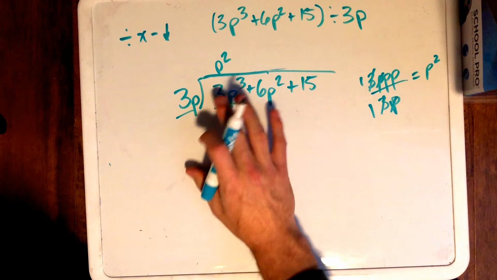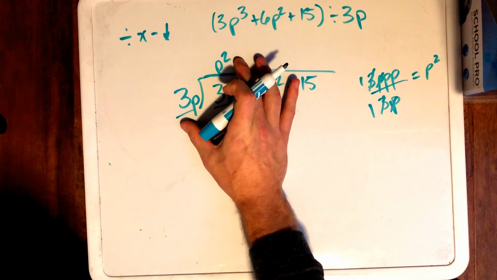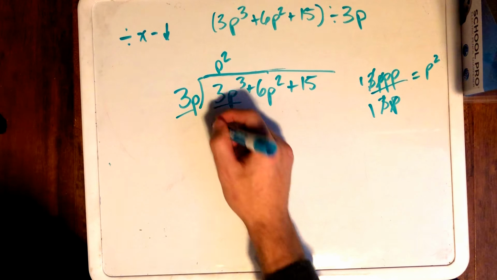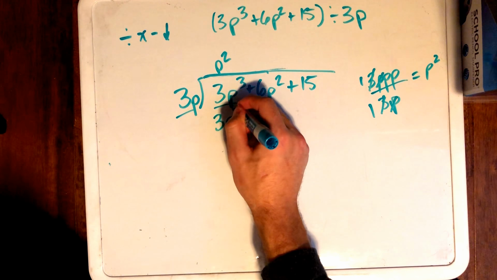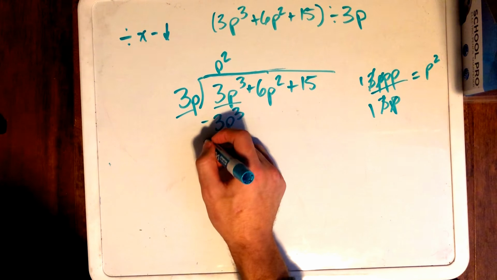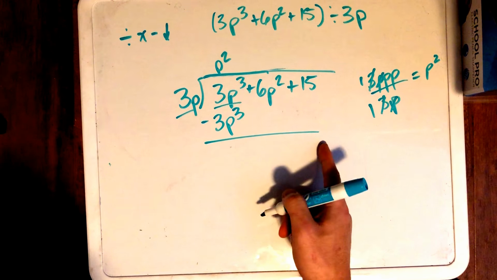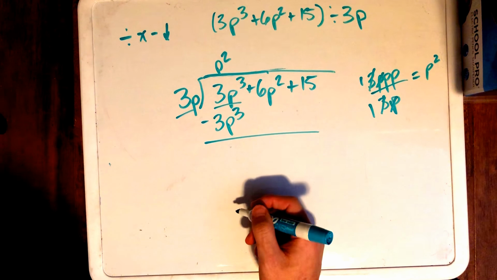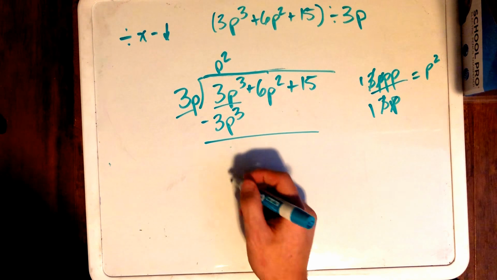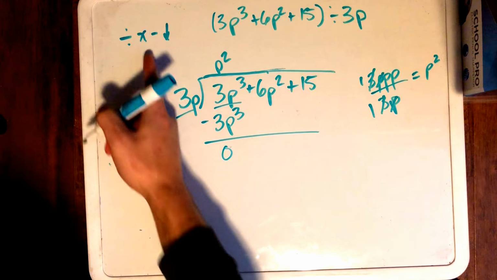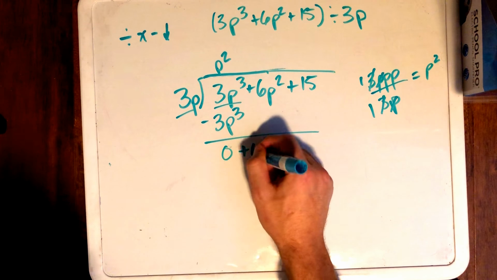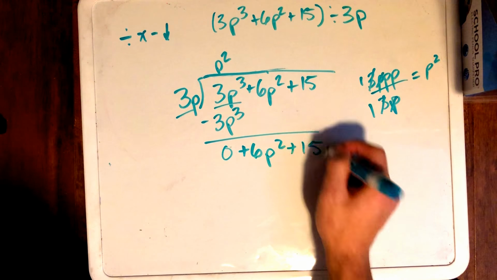I bet you guys can guess what we're going to do next. We're going to multiply these two together. We're going to have 3p times p squared, which gives us 3p cubed, like we wanted. We're going to subtract that, our next step. And sometimes I put this long subtraction line here just to remind me to bring down these guys later. But you guys don't have to do that. So these cancel, we get 0. We did our subtraction. Now we're going to bring down whatever's left over, 6p squared plus 15.